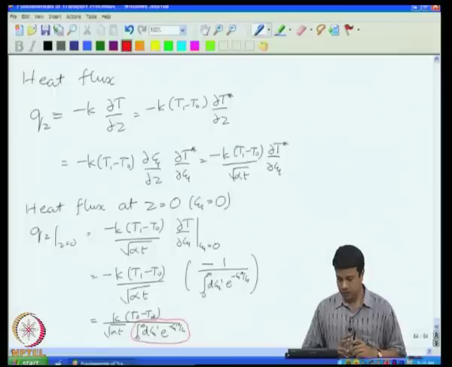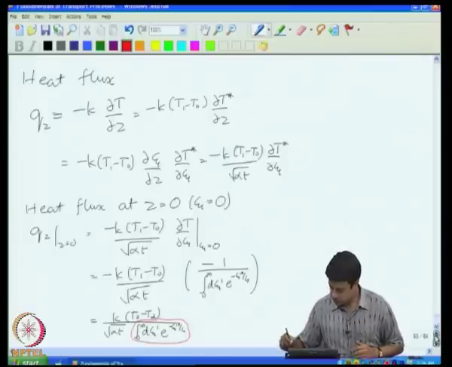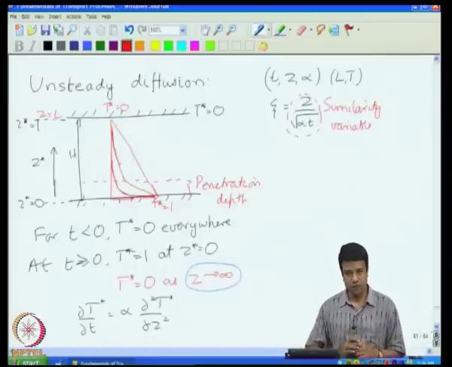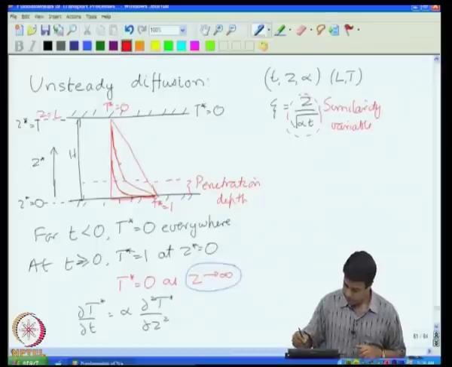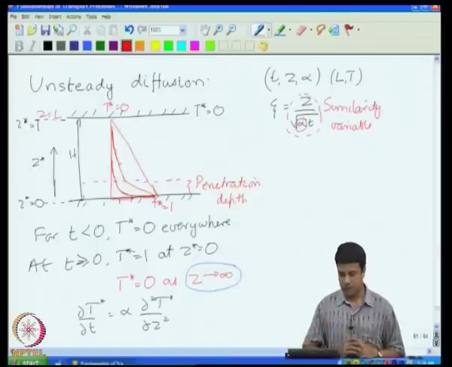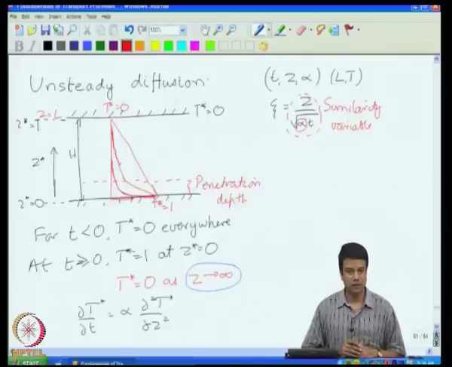So, to recall, we used similarity transform because there were no length or time scales in the problem with which we could scale length and time. And because of that, we managed to get a solution which was only in terms of a similarity variable. Now, the similarity transform can also be applied for mass and momentum transport problems. The only thing is that I would substitute the mass diffusivity for the thermal diffusivity here in my similarity variable. I would substitute the momentum diffusivity, kinematic viscosity nu, for the thermal diffusivity in this problem.